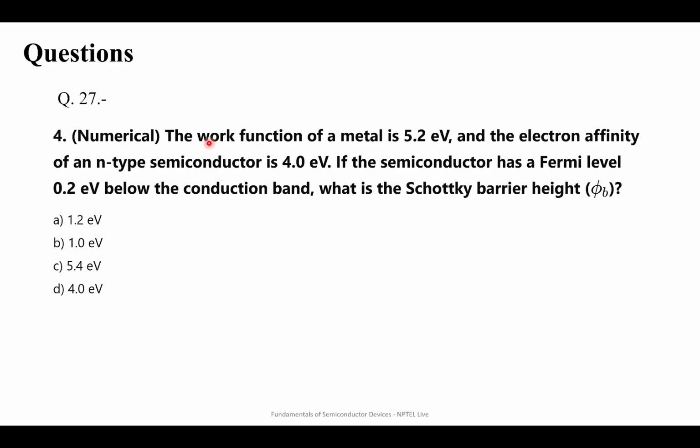So the work function of a metal is 5.2 electron volts, and the electron affinity of an n-type semiconductor is 4 electron volts. If the semiconductor has a Fermi level 0.2 electron volts below the conduction band, what is the Schottky barrier height? 1.2 electron volts, 1 electron volt, 5.4 electron volts, 4 electron volts.